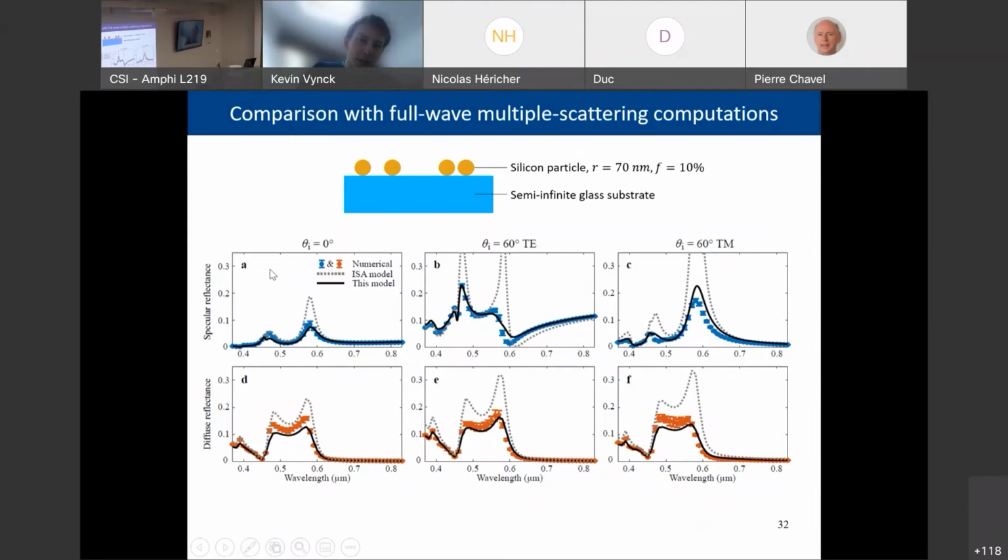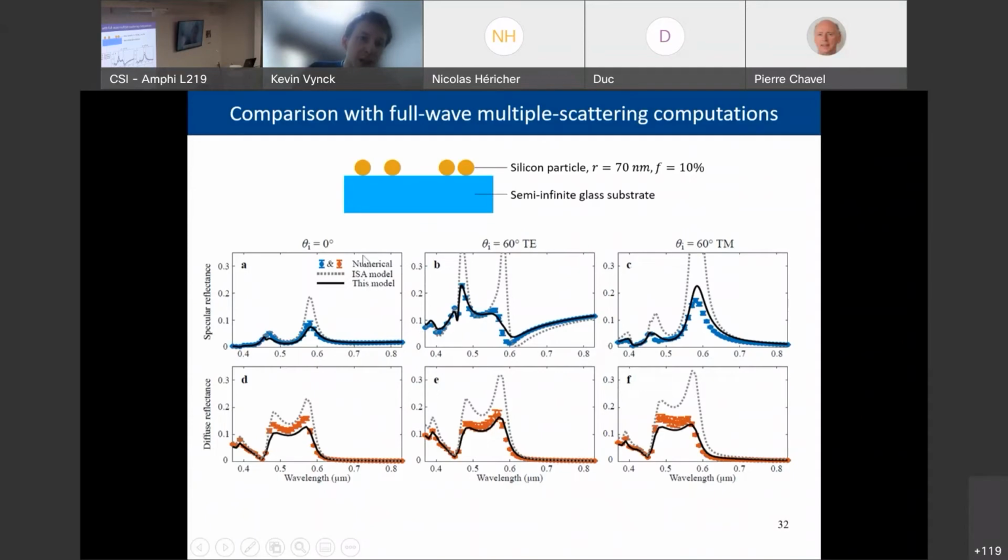And the different panels, the different curves that you see here: on the top, you see the specular reflectance of the system. On the bottom, you see the diffuse reflectance. The different columns are for different incident angles. So this is at normal incidence. The second column is at 60 degrees in TE polarization, and the third one at 60 degrees in TM polarization. And on each panel, you have 3 curves.